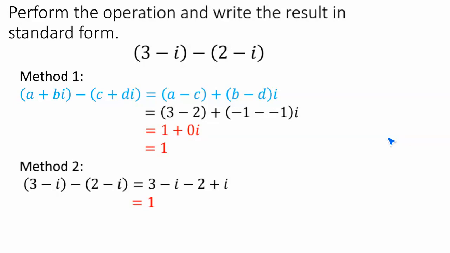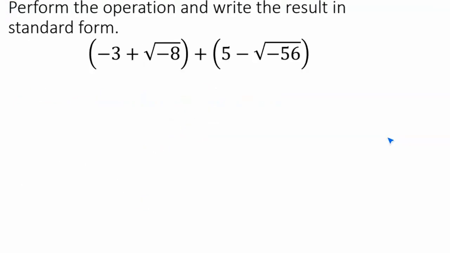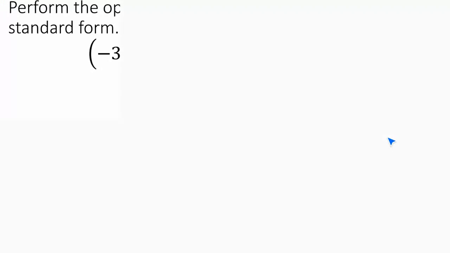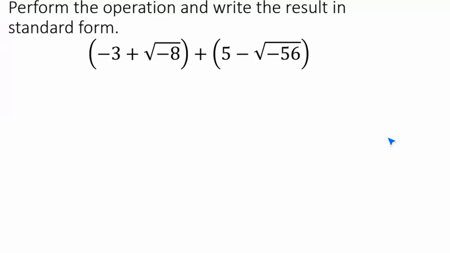Ooh, how about this one? Perform the operation and write the result in standard form. Oh, I like this one because this one we have to do a little extra work, right? So when we started dealing with complex numbers, we noticed that when we had the square root of a negative 1, that's what gave us the i, and that's what's missing in this problem here. We don't see an i, but it is there because we have a square root with a negative number.